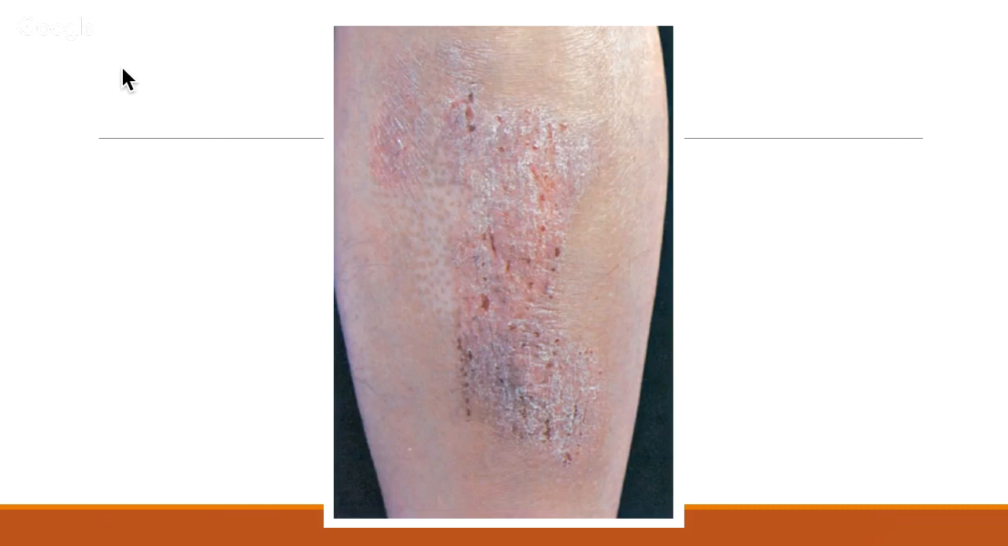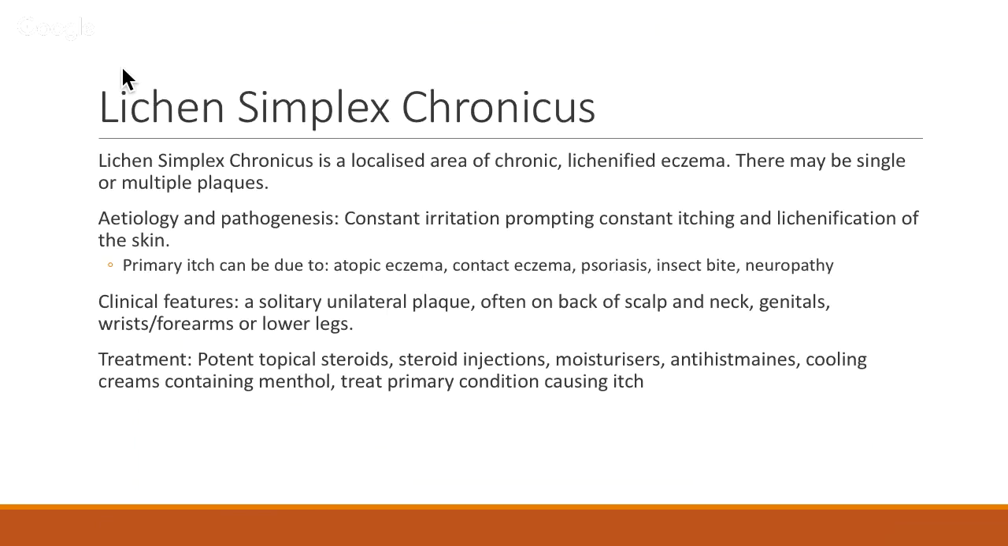Something similar to a complication of eczema or constant scratching. Yeah, like lichenification. And in this situation, the condition is called lichen simplex chronicus. It's also known as neurodermatitis, where the patient finds that area very itchy and so continually itches that area, and that creates a severe cycle that can't be broken. And essentially it's a localized area of chronic lichenified eczema, and it presents as either single or multiple plaques.